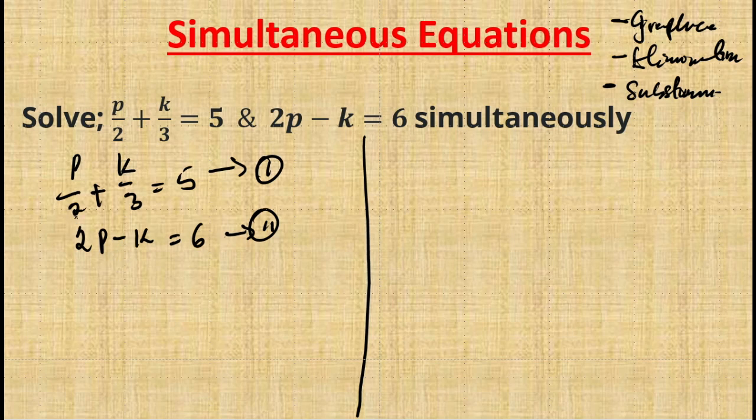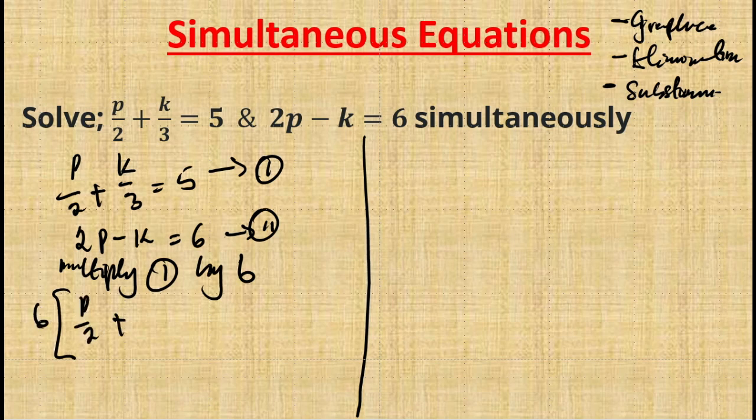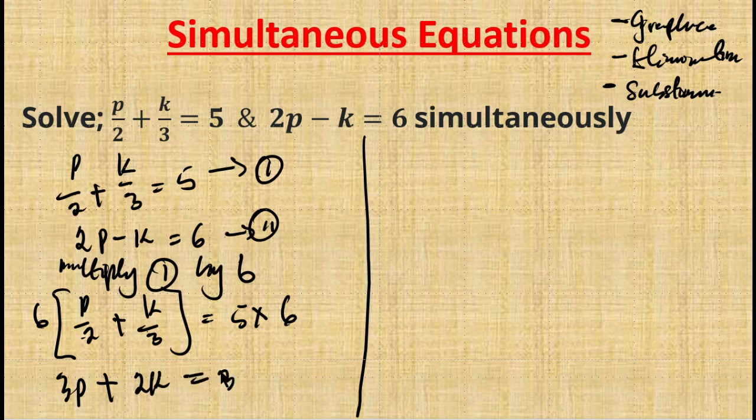Now if you look at equation 1, I have p over 2 plus k over 3 equals 5. I'll multiply through by 6, so that I have 6 times p over 2 plus k over 3 equals 5 times 6. The 2 in 6 goes 3 times, so I'm left with 3p. The 3 in 6 goes 2 times, so I'm left with 2k equals 30.